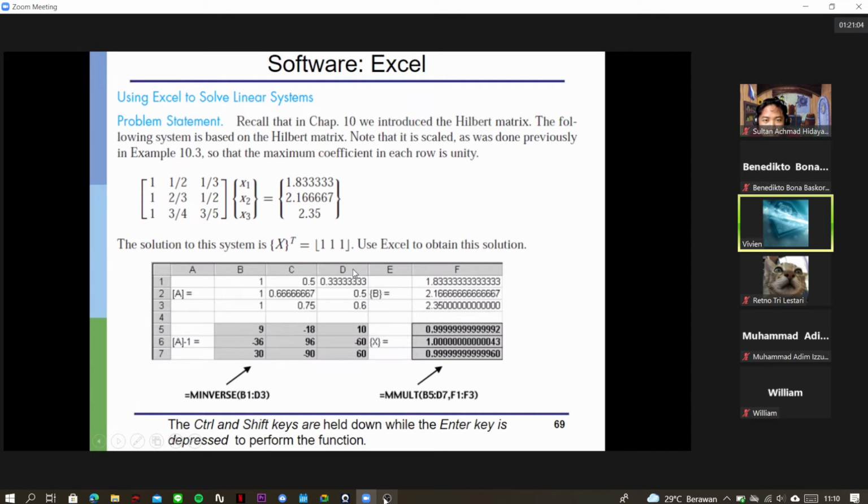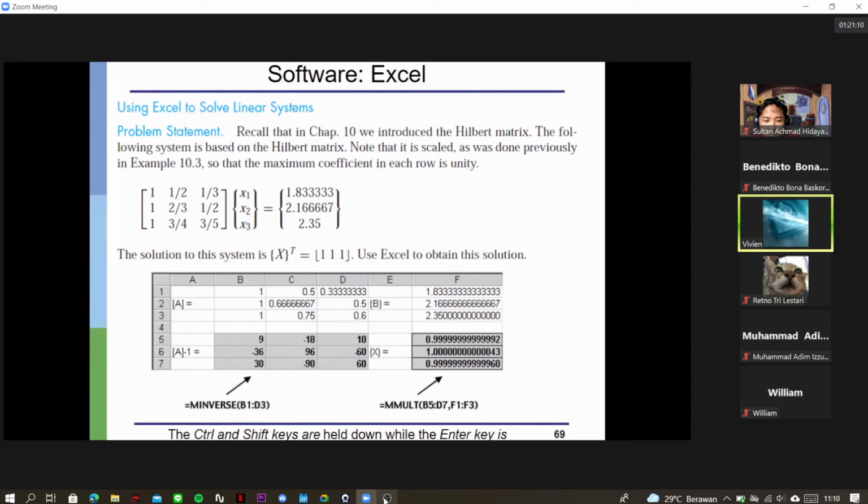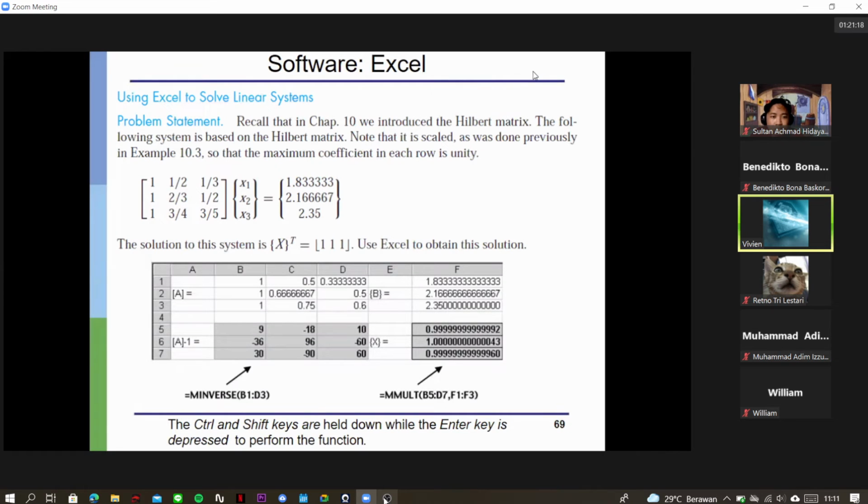You can try this one in Excel. Now you can try it now. So you can open Excel now, and then you can insert the value there in the matrix.